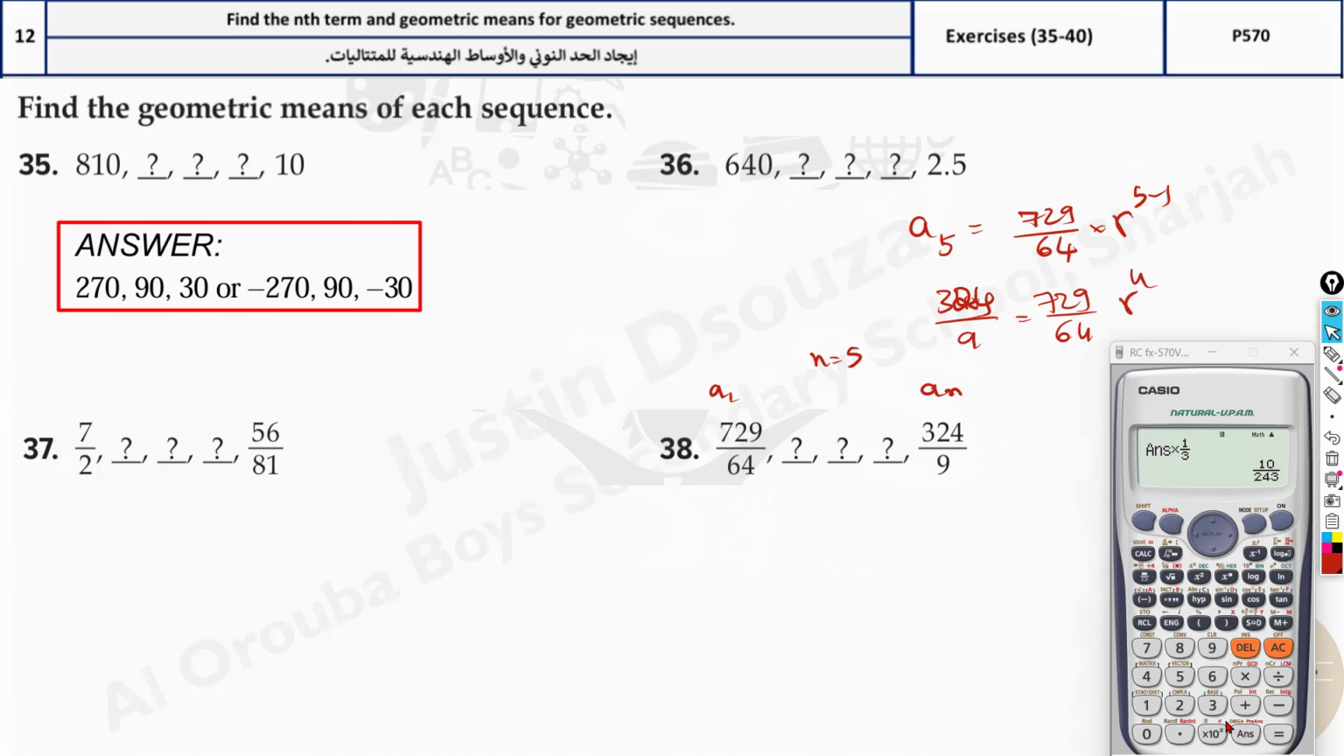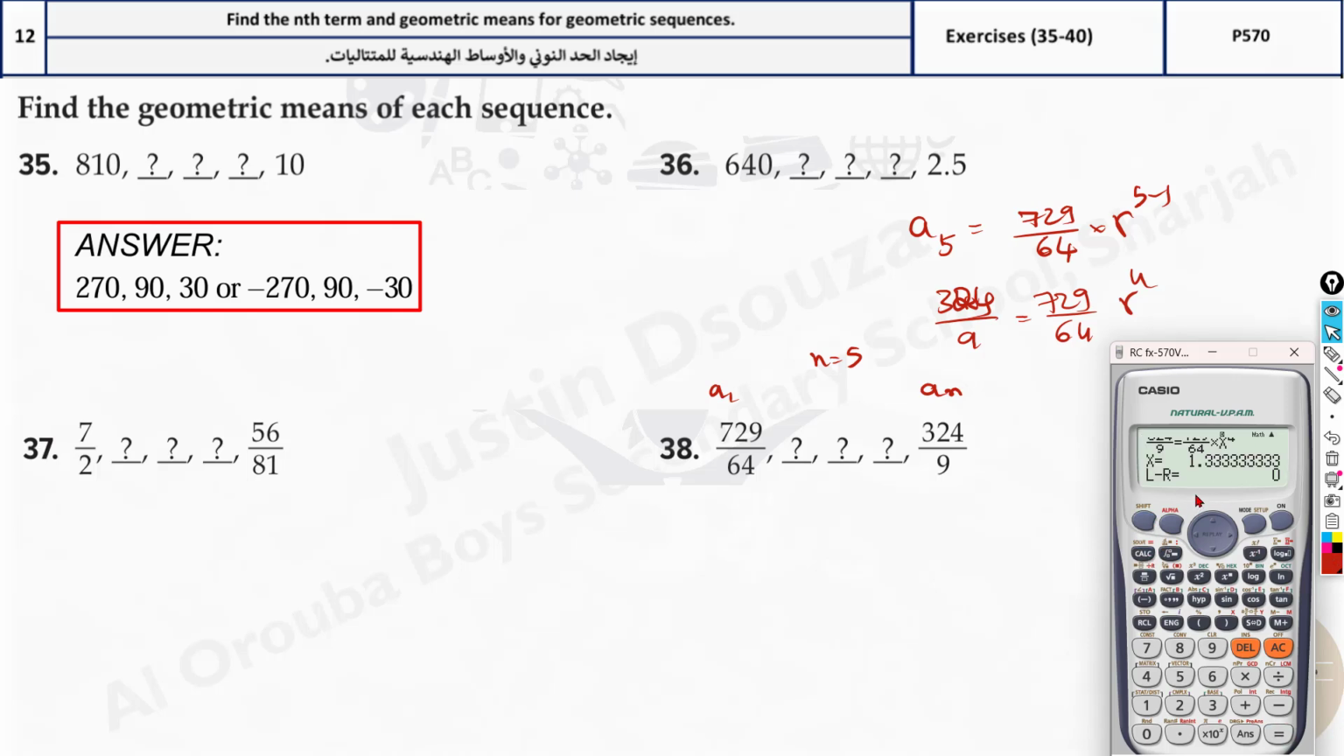Now you can try putting this directly in the calculator. 324 divided by 9 will be equal to 729 divided by, okay, you should press the fraction symbol, 64 multiplied with the variable x to the power 4, 5 minus 1 is 4, shift and solve.